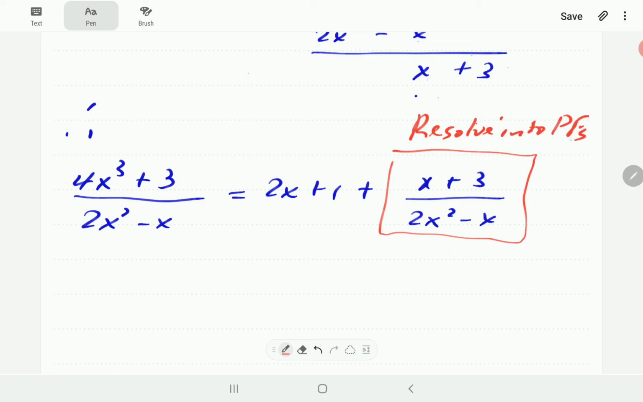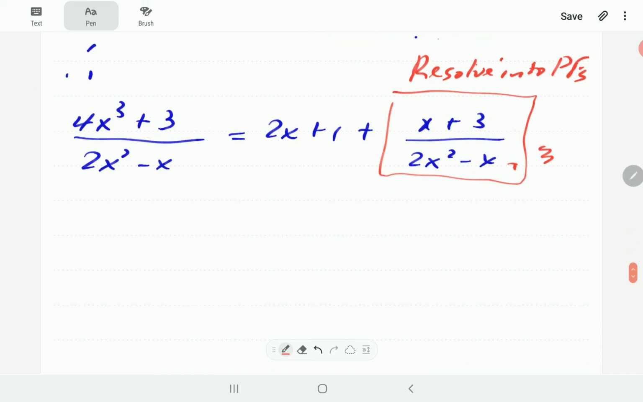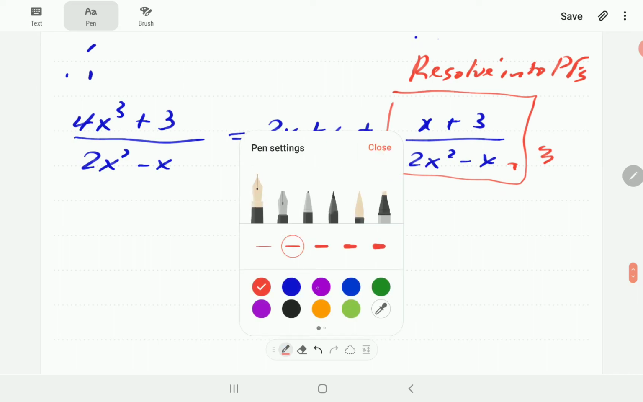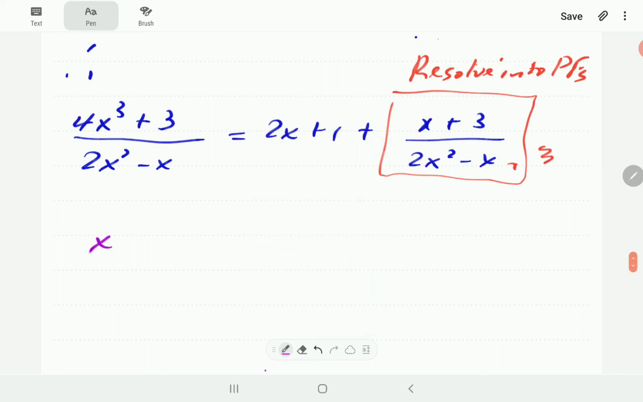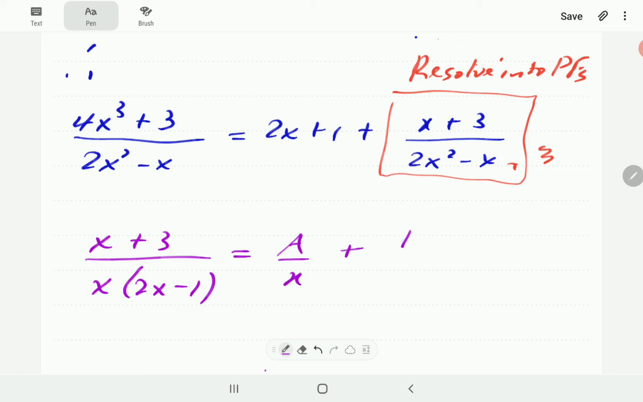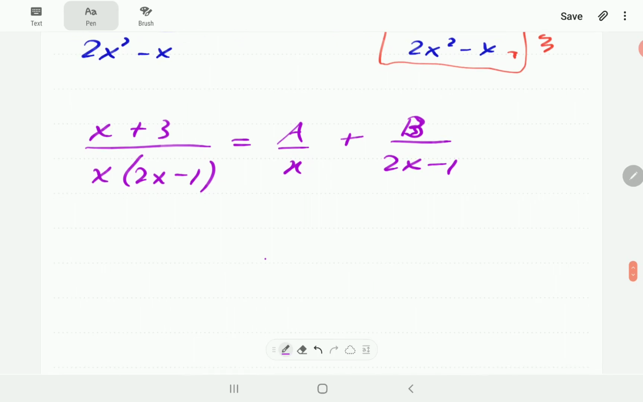Okay, because this is now a proper rational expression. So first thing we're going to do is to factorize there, which shouldn't be too difficult. So we are going to have (x plus 3) over x into (2x minus 1). So the partial fractions are going to be A over x plus B over (2x minus 1), because these are linear factors.